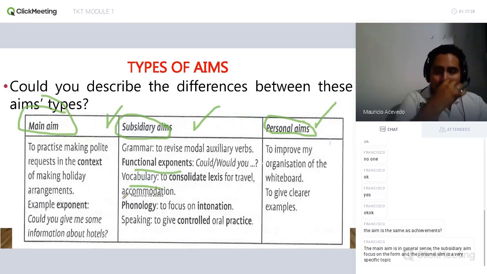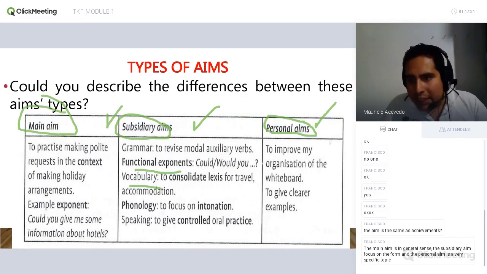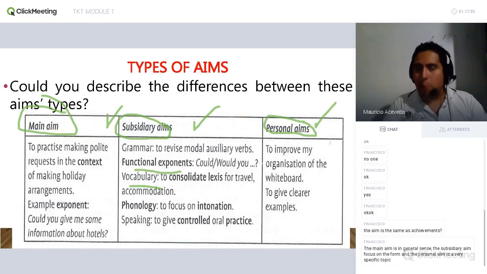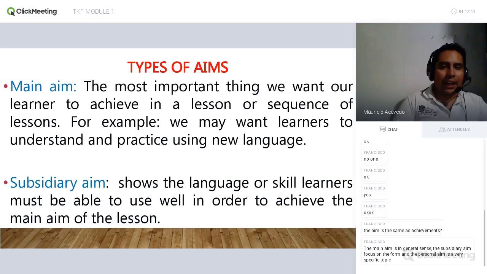It will be more with accuracy rather than form, because form, remember, is just grammar, but accuracy has to do with all the aspects of the language. And the personal aim is a specific topic. All right. Very good. I like your answers, Francisco. Thank you very much. And now we're going to look at the descriptions that are very similar to yours.